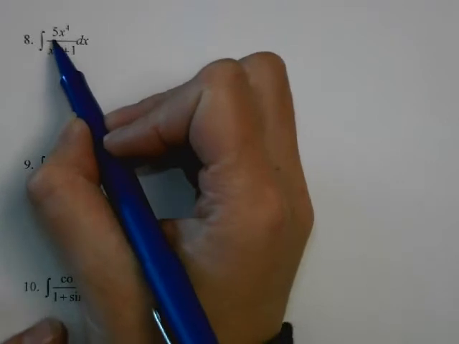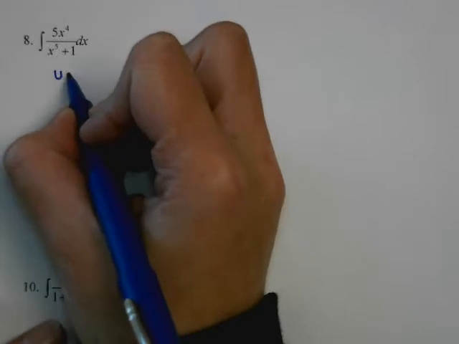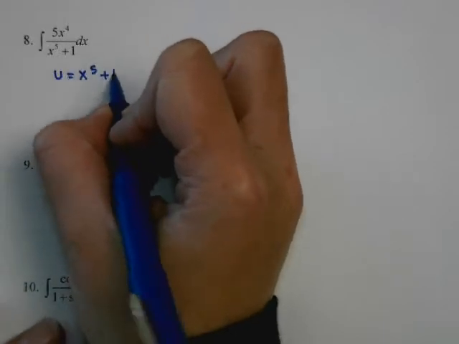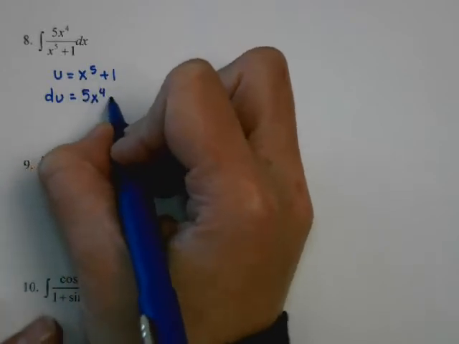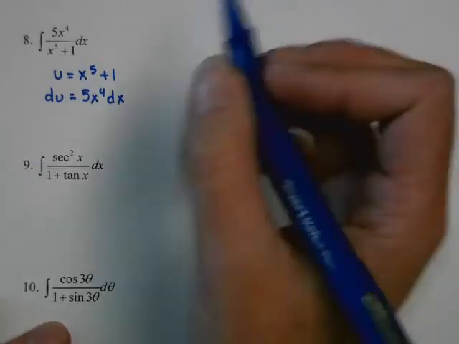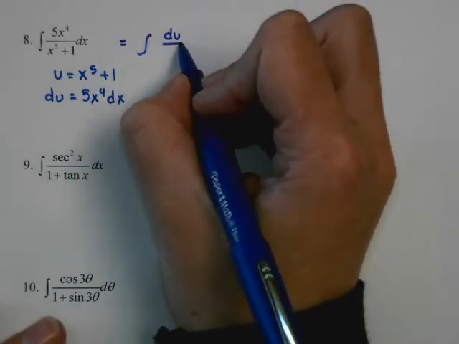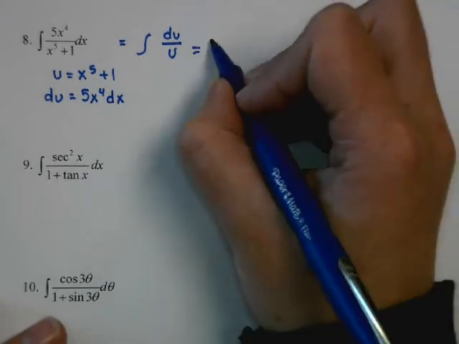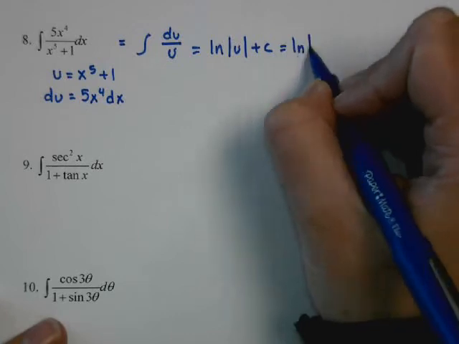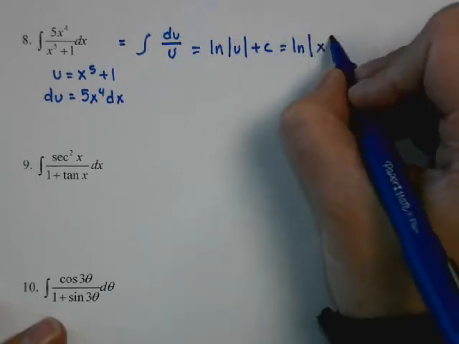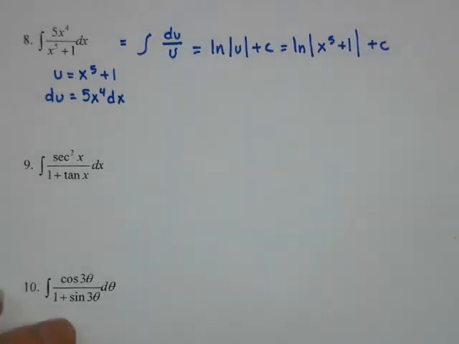All right, so you should see that the derivative of x to the 5th plus 1 is here in the numerator. So we're going to let u equal x to the 5th plus 1, which means du is conveniently 5x to the 4th dx. So this is going to be the integral of du over u, which is the natural log absolute value of u plus c, which is the natural log of x to the 5th plus 1, plus c.